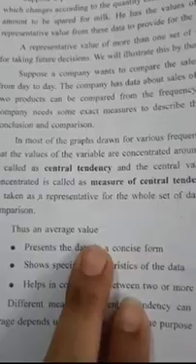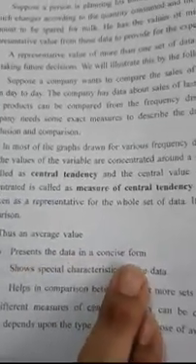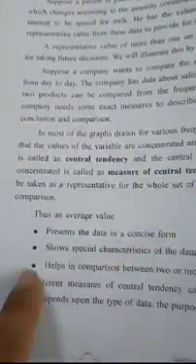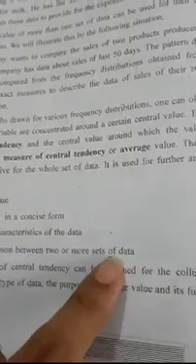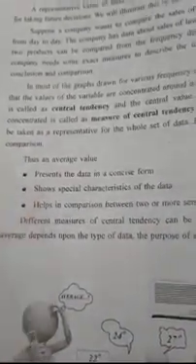Thus, an average value first presents the data in a concise form. It makes the data very small, shows the special characteristics of the data, highlights the important part, and helps in comparison between two or more sets of data. The comparison between two variables can be done. Okay, these are the importance.